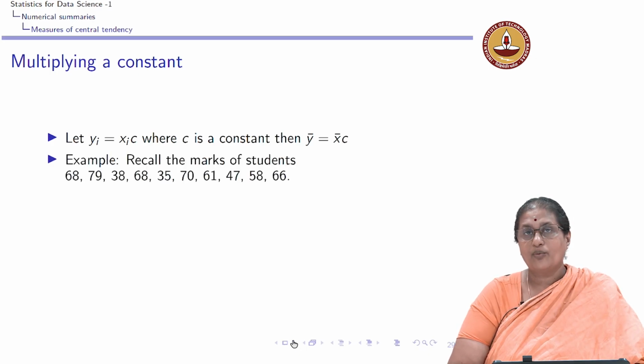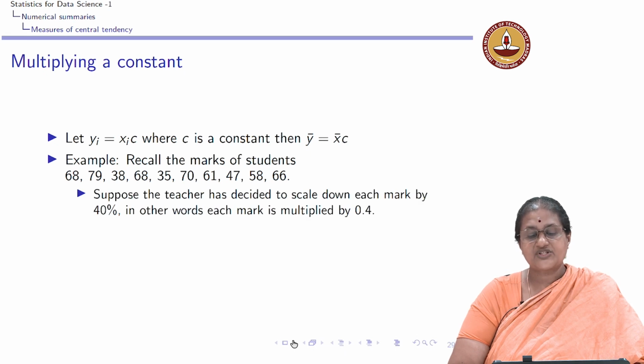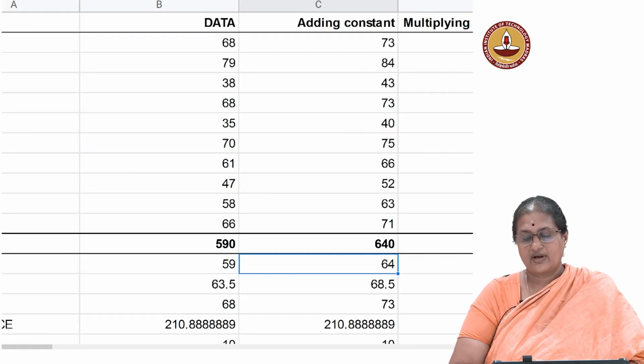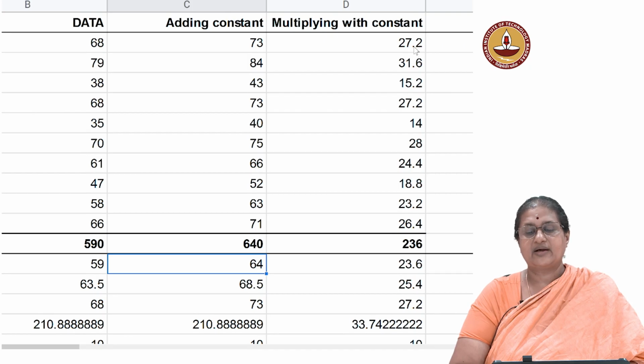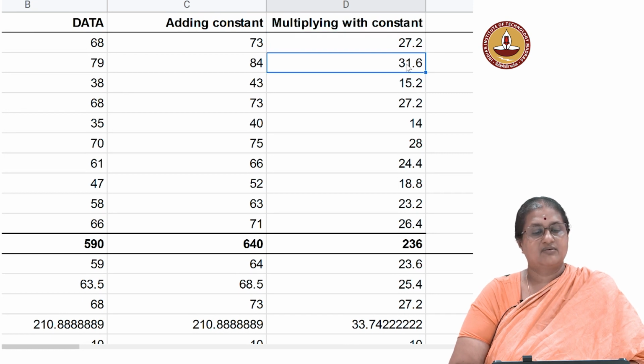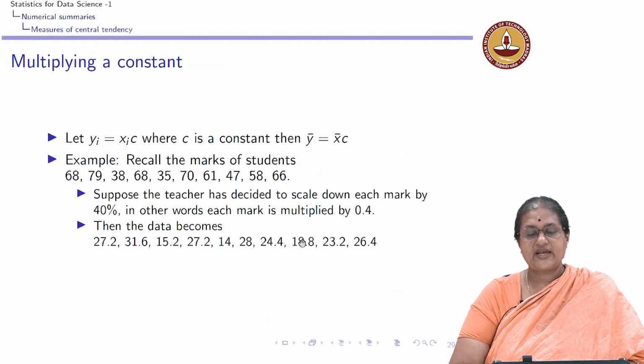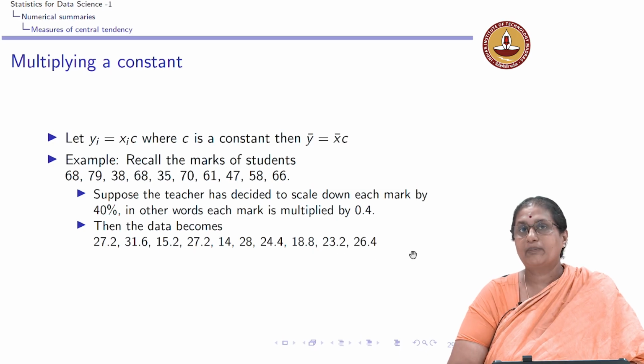If I go back to the same example, here I decide to scale down each mark by 40%. In other words, each mark is multiplied by C, which here is 0.4. So you can see that 68 multiplied by 0.4 is 27.2. That's what I have here. I am multiplying each of my data points with 0.4: 68 into 0.4, 79 into 0.4, 66 into 0.4. I multiply each of my data points with C.